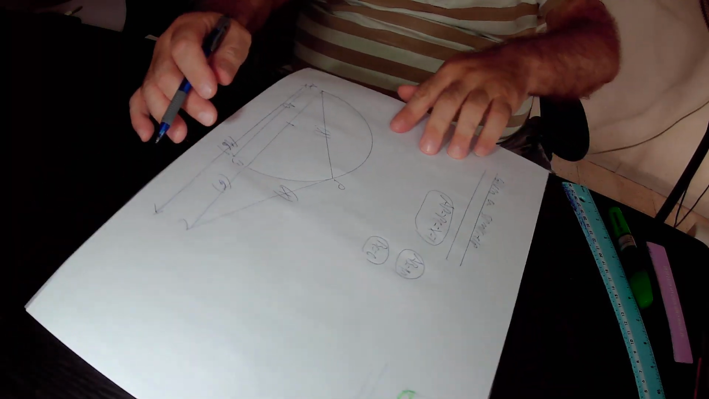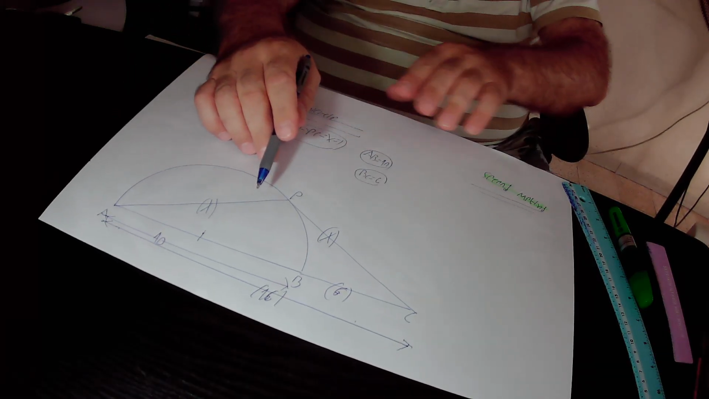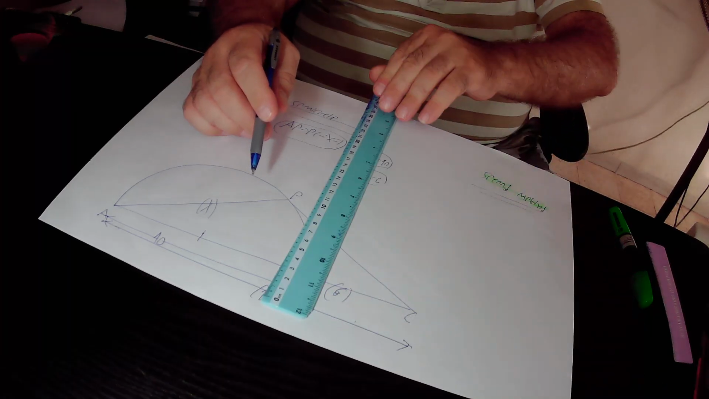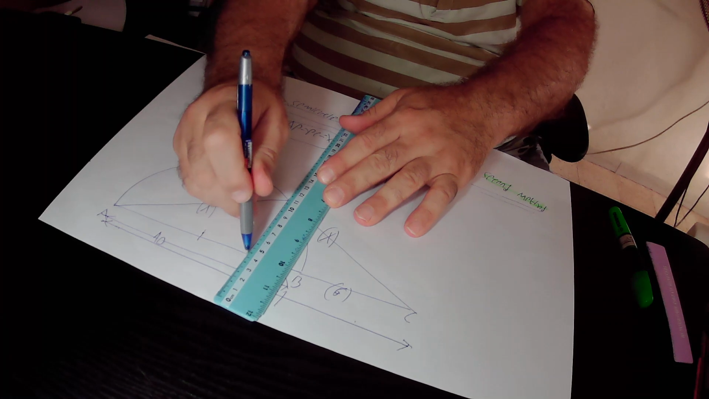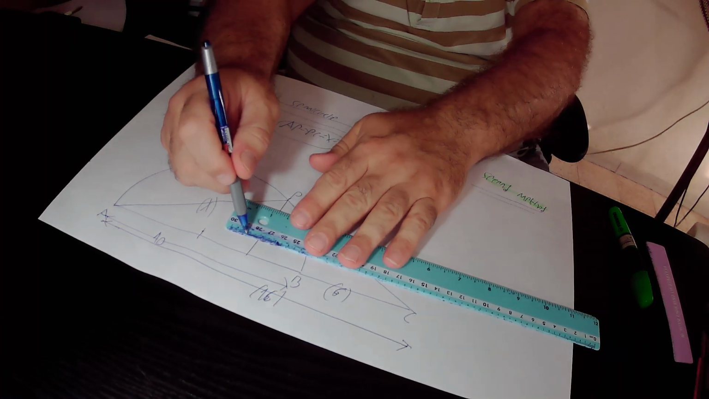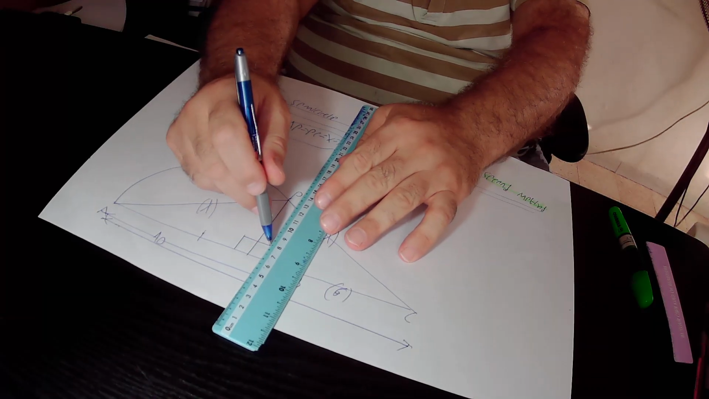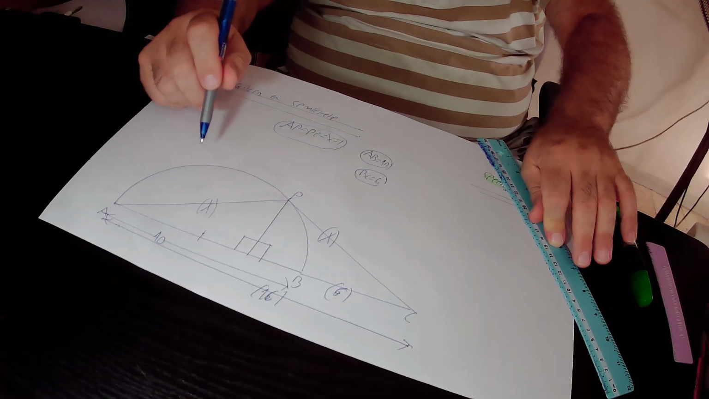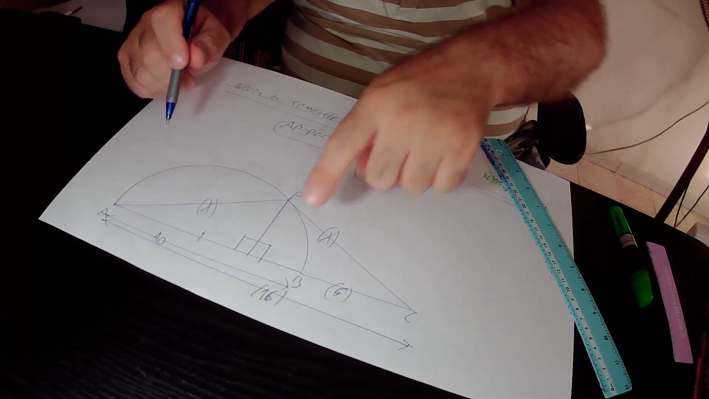So from the vertex P, we will draw a perpendicular on the base AC. Here this angle equals 90 degrees, and this angle also equals 90 degrees according to our construction. We define the touching point of the perpendicular from point P and the base AC. This point is point M.